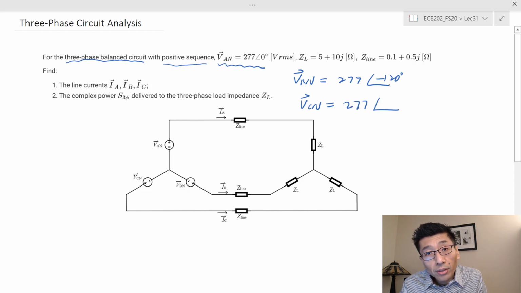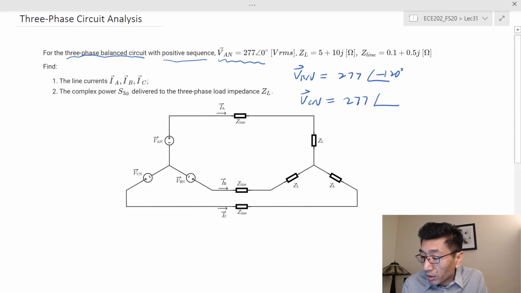So that's further lagging by 120 from B. That means negative 240. And typically we don't see the phase angles go more than 180 in absolute value. So we will add another 360. So negative 240 plus 360, you get a plus 120 degrees.